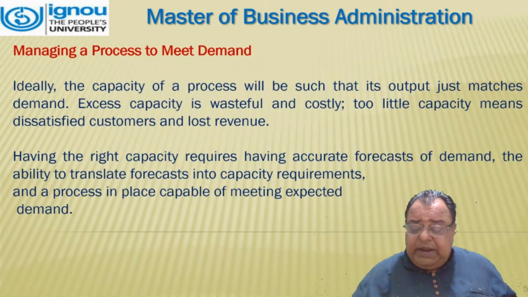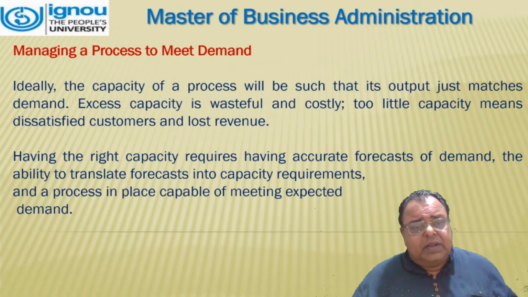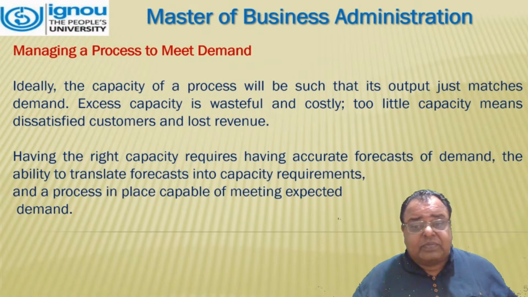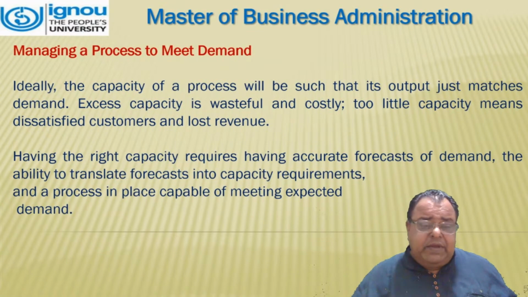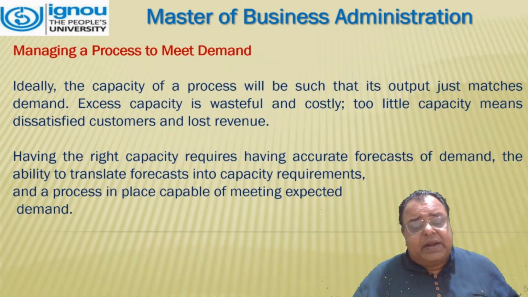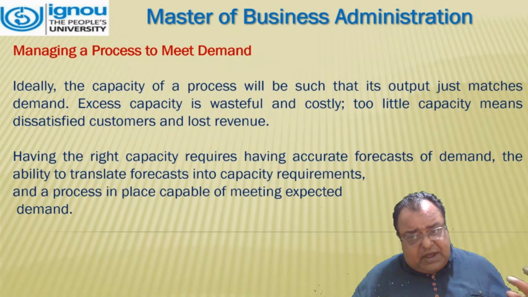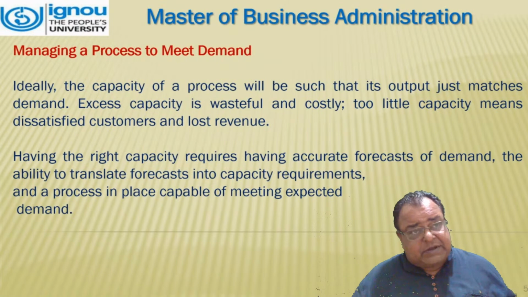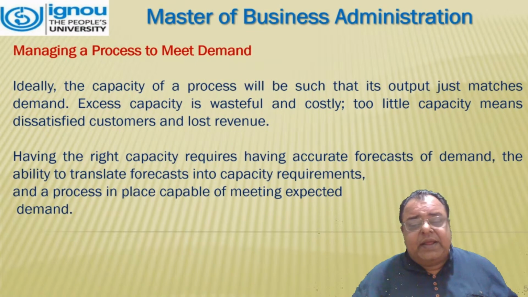Managing a process to meet demand. Ideally, the capacity of a process will be such that its output just matches the demand. Excess capacity is wasteful and costly. Too little capacity means dissatisfied customers and loss of revenue. Having the right capacity requires having accurate forecasts of demand, the ability to translate forecasts into capacity requirements, and a process in place capable of meeting expected demand.